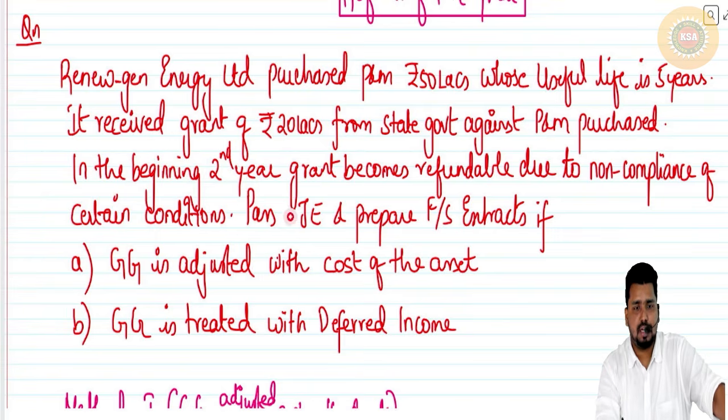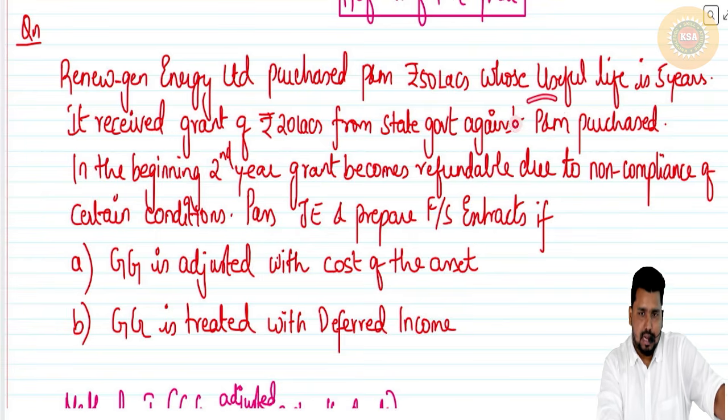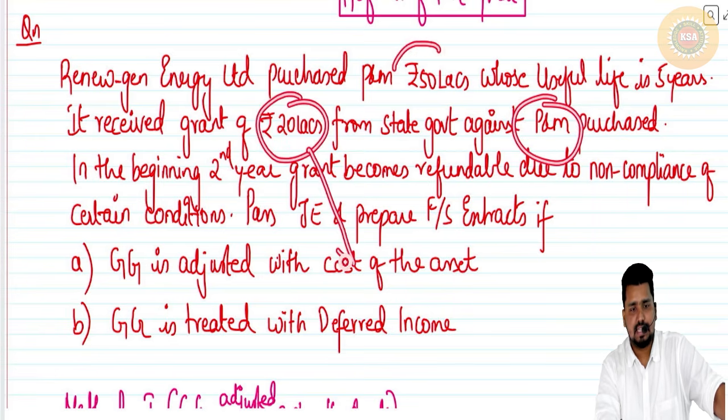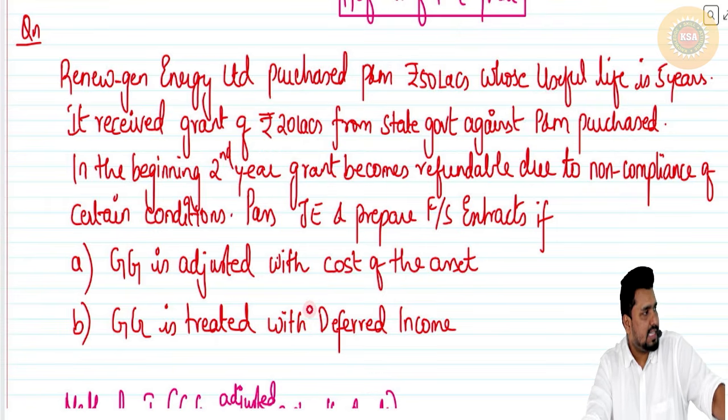That is what is important. Pass the journal entries and prepare financial statement extracts. If this amount of grant, how much is that? 20 lakhs. If it is adjusted with the cost of the asset, what is the journal entry? If it is treated as deferred income, what is the journal entry?